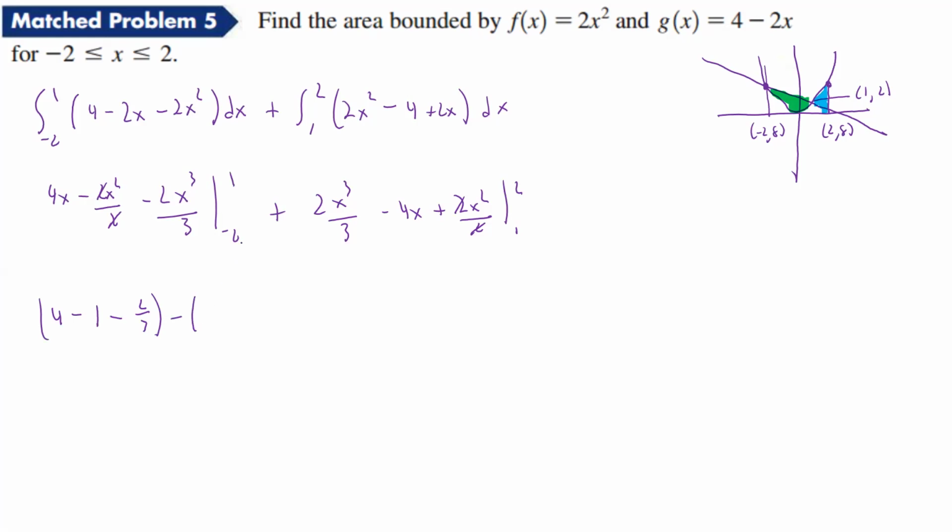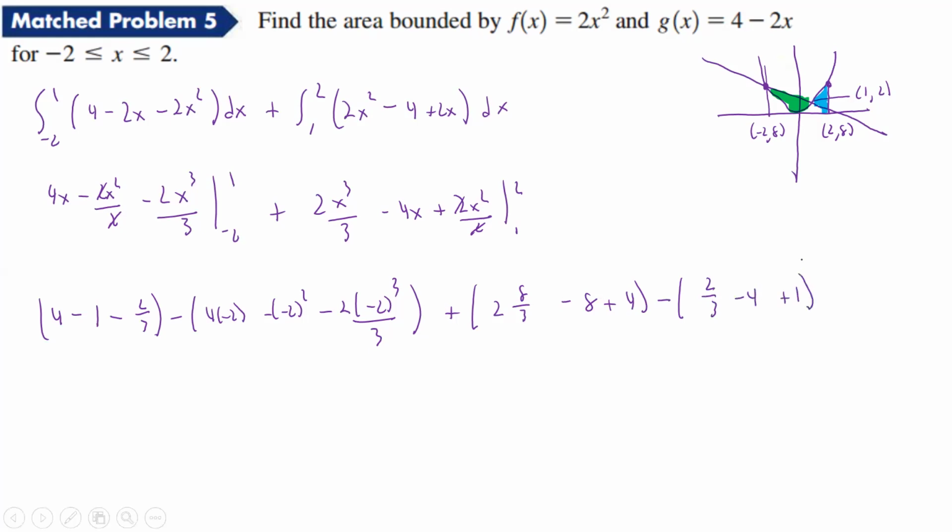Then we're going to subtract off, and that's -2. So that's going to be 4 times a -2 minus a -2 squared minus 2 times a -2 cubed over 3. And then we'll have plus, and then we'll have here, looks like we'll have 2 times then what, 8/3 minus 4 times 2 is 8, and then plus 2 squared is 4. And then after that, we're going to have a minus, and then we plug in 1, so it's going to be 2/3 minus 4 plus 1.